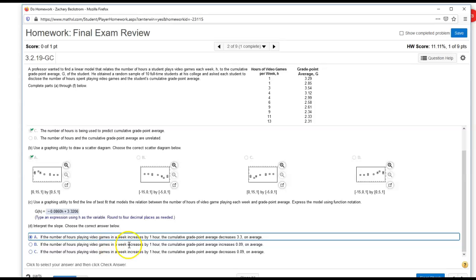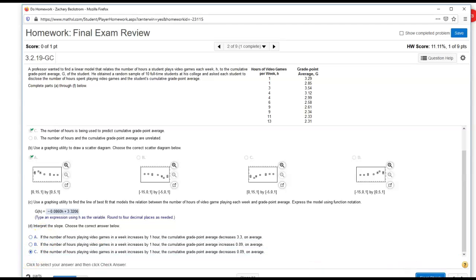If the number of hours playing video games in a week increases by an hour, the cumulative grade point average decreases by 3.3 on average. Okay, so what they're trying to do here is, this is the slope right here, and this is the intercept. So for every hour, we're decreasing this amount here, now rounded to negative 0.09. So this one is increasing. That's not correct because it's a negative, so it's going to be this last one. If the number of hours playing video games in a week increases by an hour, the cumulative grade point average drops by 0.09. So that's the slope, and so that should be it right there.